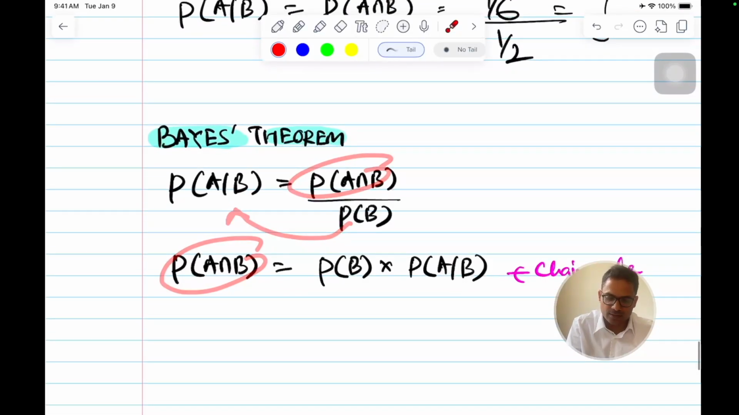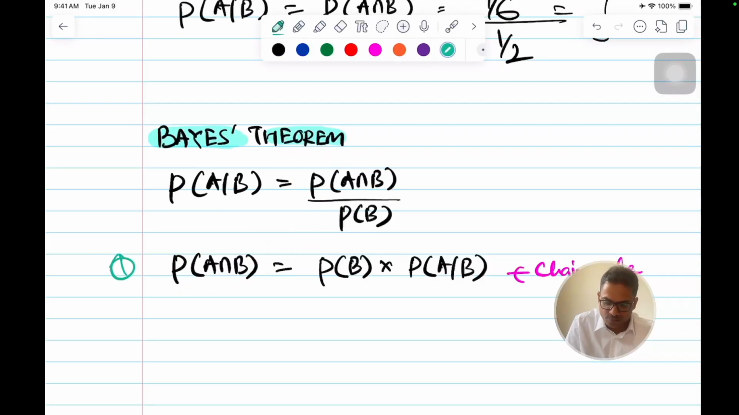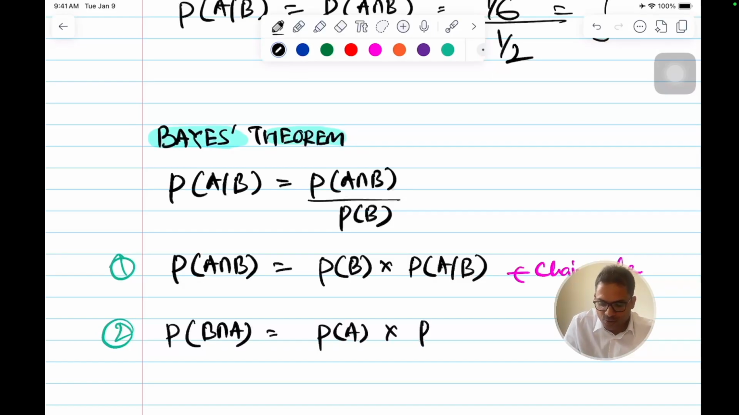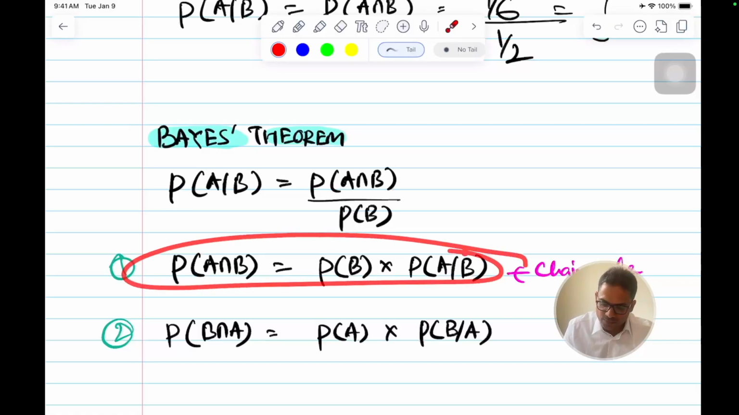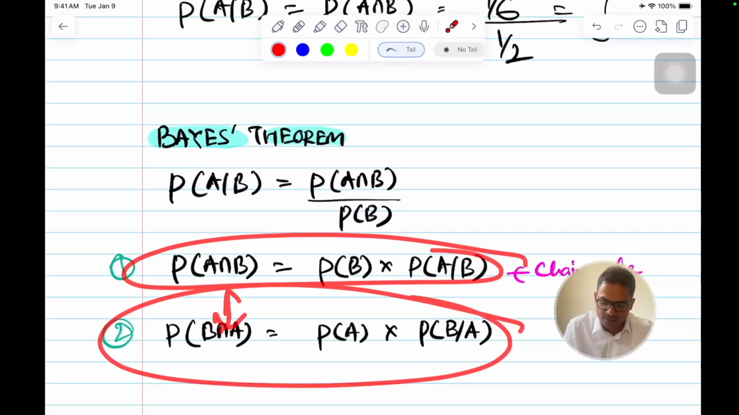So this is my first equation. The second equation I can do the other way around too, right? P of A intersection B or B intersection A, both are same, right? If we do it the other way around, this will become P of A into P of B given A. I hope we can write it this way also. You get it? This is my second equation. These two are same. A intersection B or B intersection A.